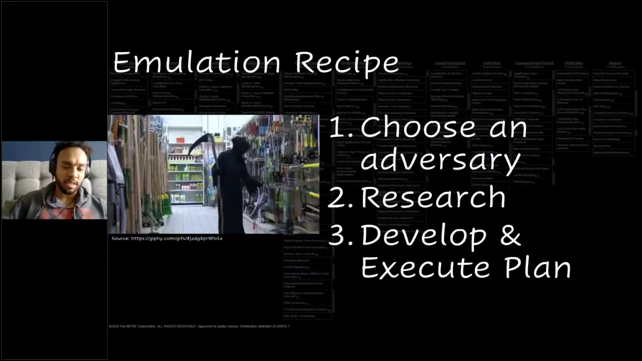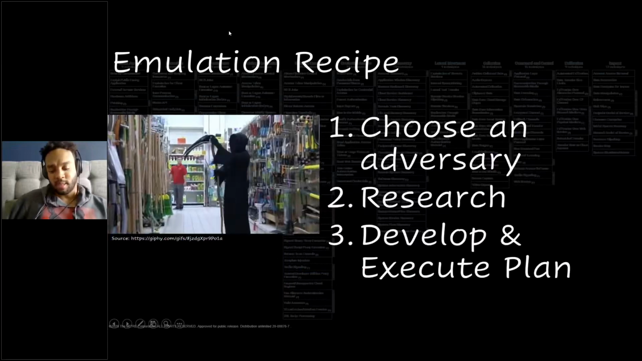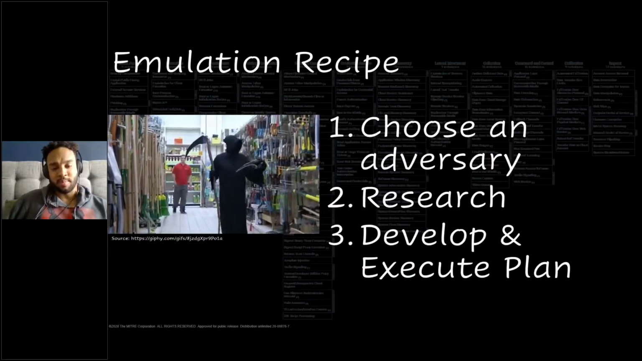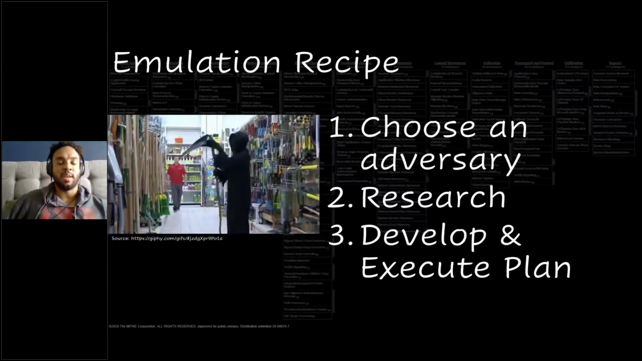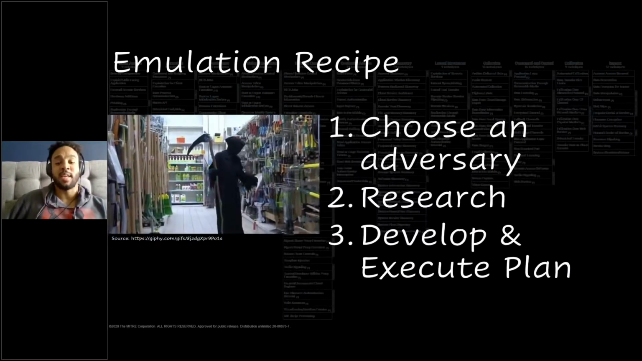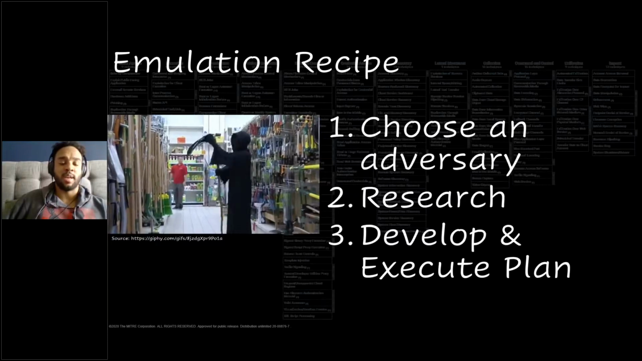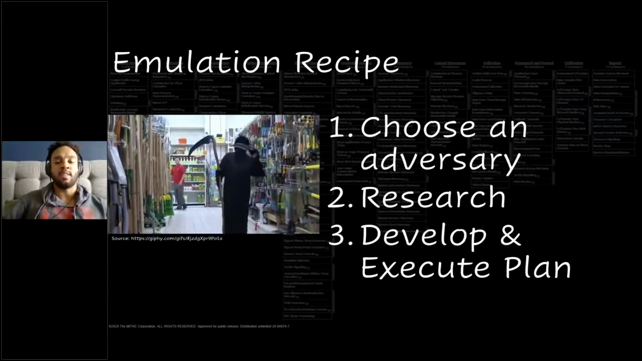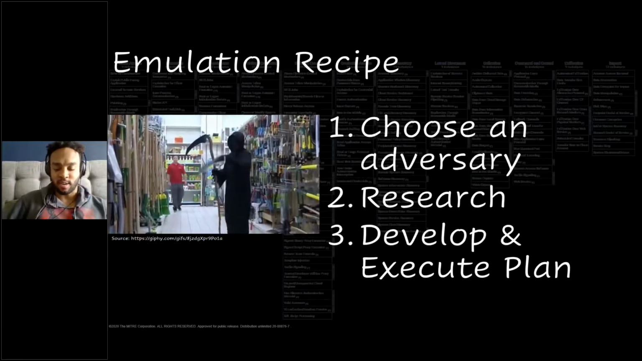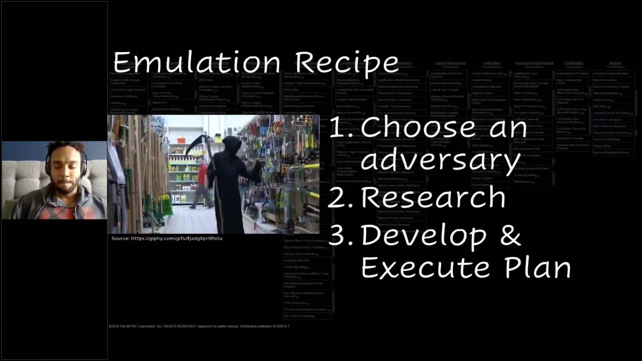But long story short, like I said, I talked about this with George a couple weeks ago on Thursday, but emulation comes down to 3 main steps. They're pretty simple. Like we said, you choose an adversary, you research that adversary, and you develop and execute a plan to emulate that adversary. The 3 lessons learned I've identified today each align with one of those 3 steps. So without further ado, I'll go ahead and dive into it.